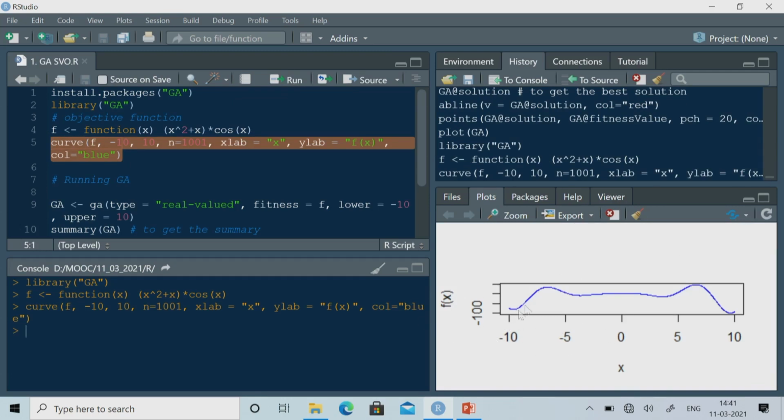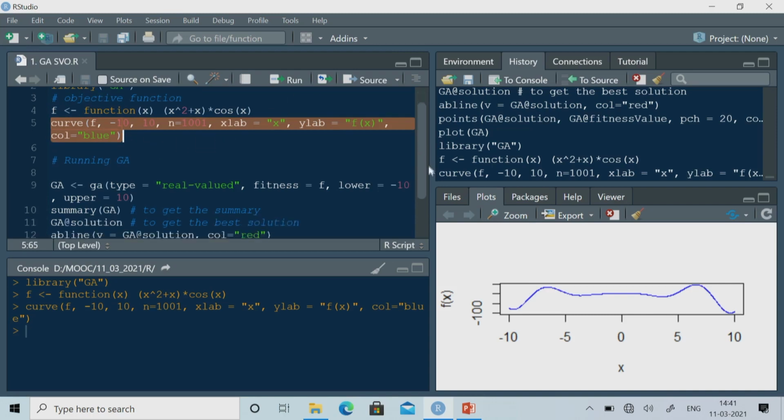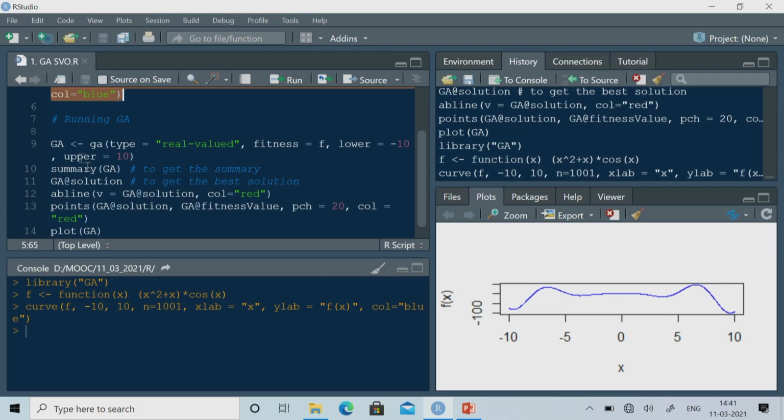So, you can see this is the curve I am getting. The x axis is x and the y axis is f(x), and there are two optimal solutions. These few lines I am just using to plot the function, and then I can apply the genetic algorithm. The genetic algorithm function is GA, and then I have to define some parameters here.